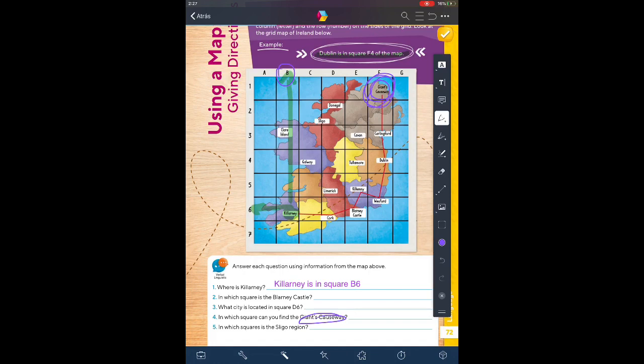And then number 5, it says, in which squares is the Sligo region? Sligo region. In which squares? So this is in plural. You're going to write two locations, 2 squares, okay? Sligo is here and it's occupying 2 squares. So you need to write the letter with the number and the other letter with the number, okay? I cannot tell you more because this you need to do by yourself.